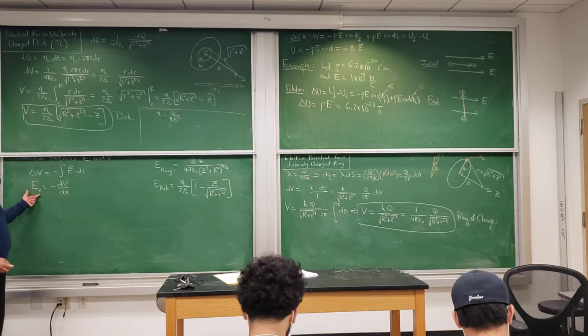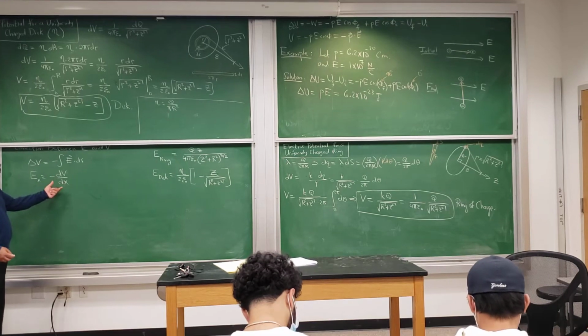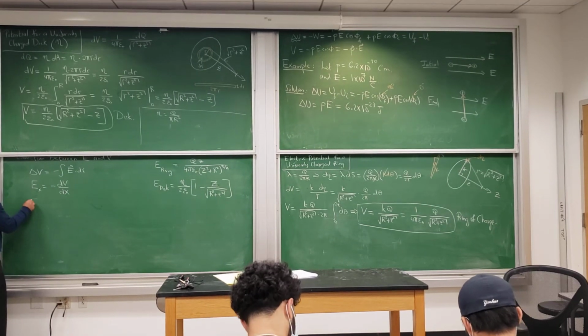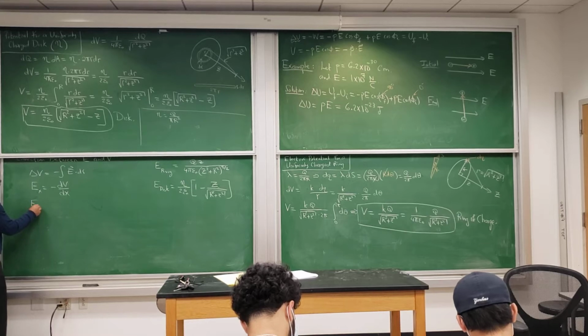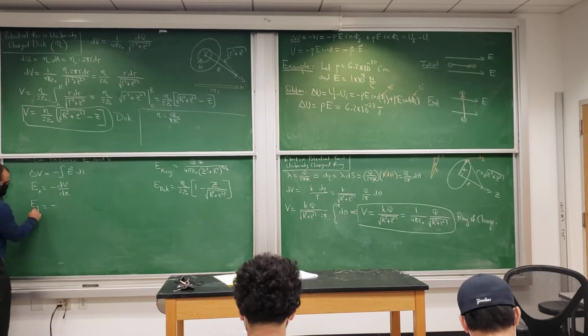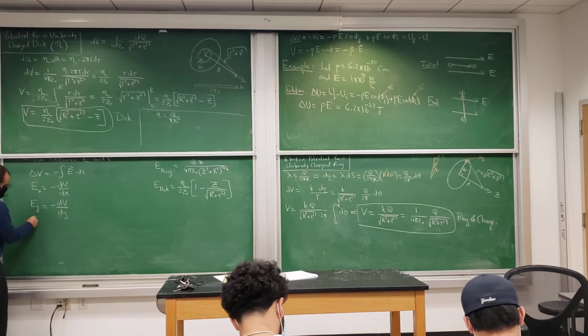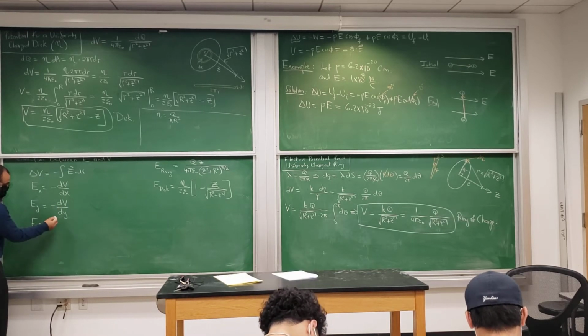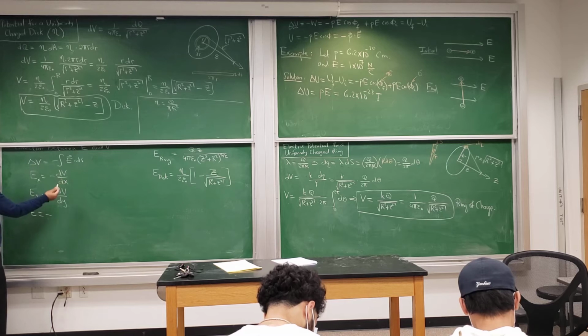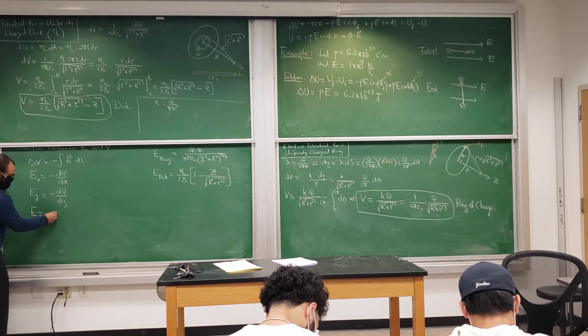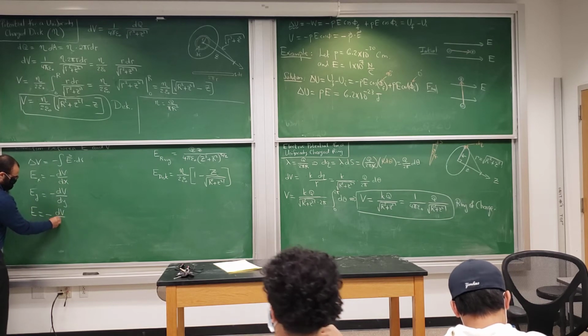So that's if you had the potential dependent on x. If it depends on y, then the y component will be minus dV/dy, and if you have the potential depending on z, there is nothing sacred about x. It can be called z. So minus dV/dz.